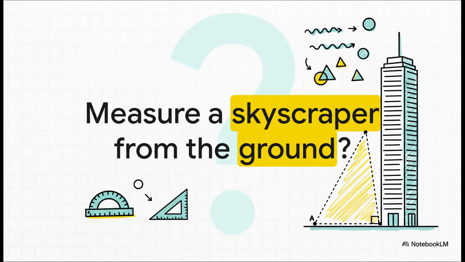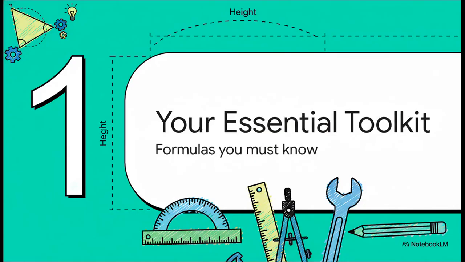So, let's start with a puzzle. How in the world do you measure a skyscraper without a giant tape measure and without ever leaving the ground? It seems impossible, right? Well, the answer is actually just simple trigonometry, and by the end of this, you'll know exactly how it's done. Okay, let's dive in by building our essential toolkit.